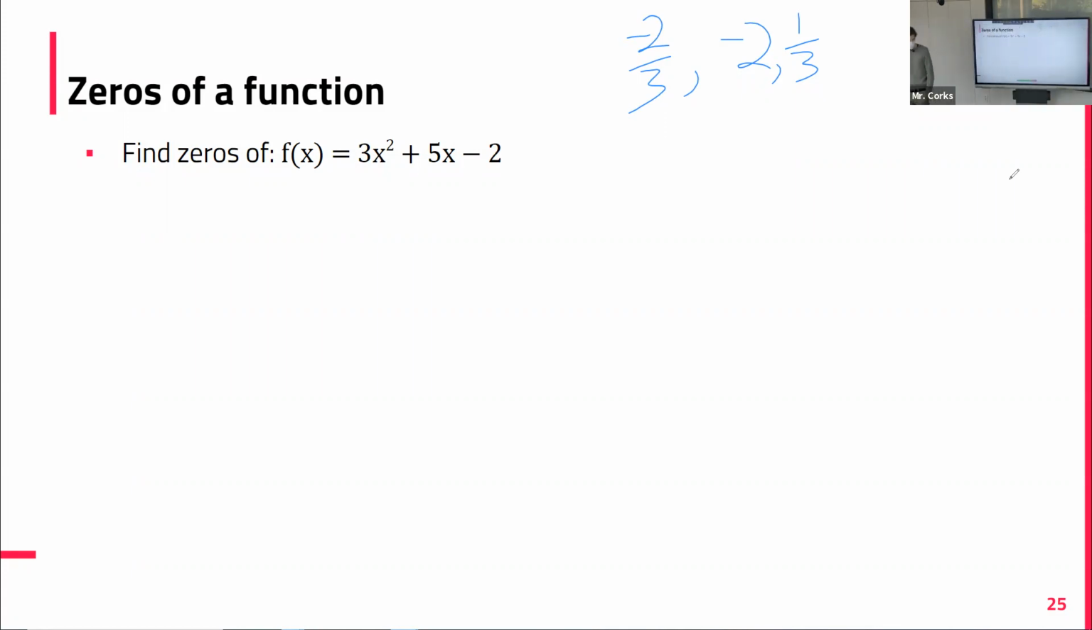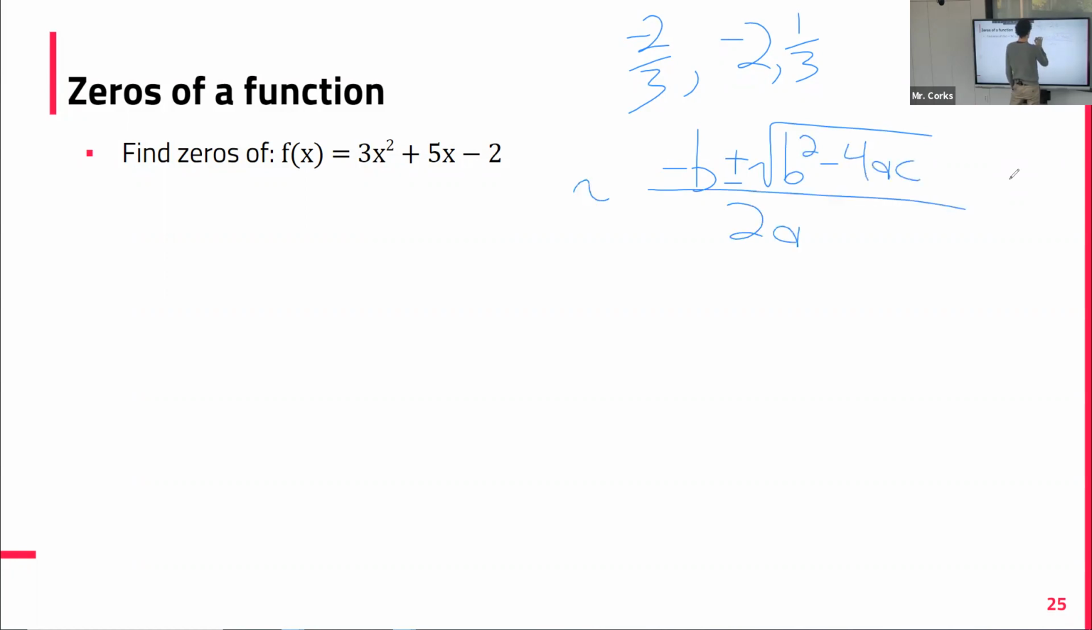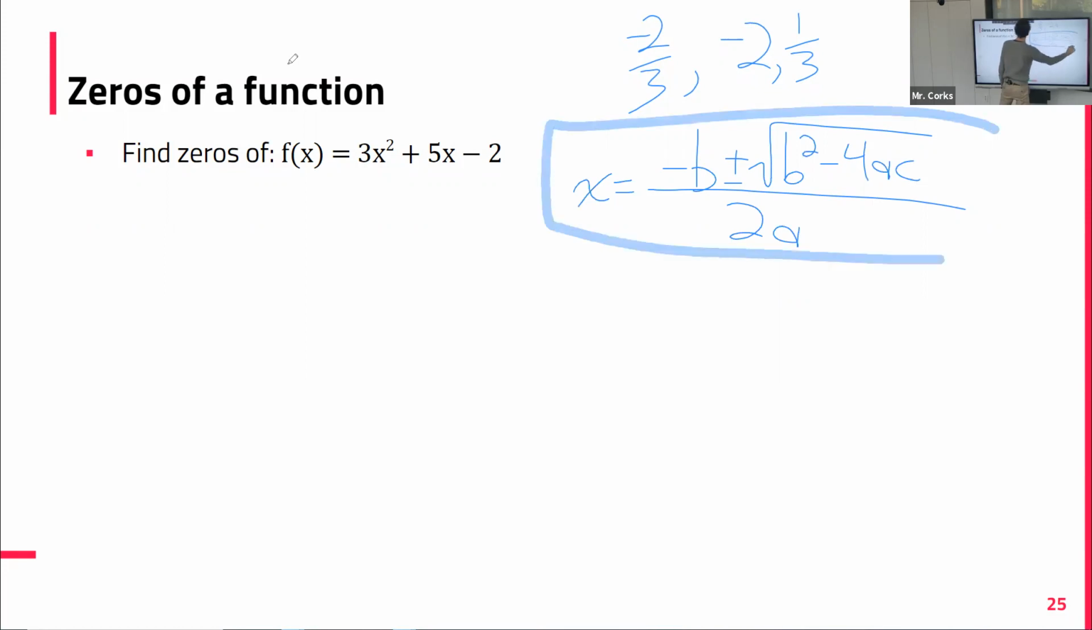So let's try this out. I won't go through the quadratic formula method. I'll just rewrite the quadratic formula here: -b plus or minus the square root of b squared minus 4ac, over 2a. So there is our quadratic formula. If you forgot that, I recommend writing that down.